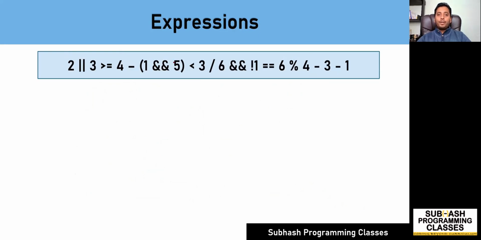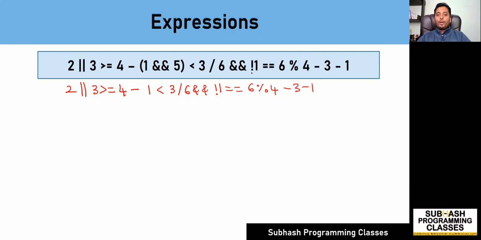So as per our BUARL rule, we will have to first evaluate the brackets, and the rest we'll keep as it is. So 2 or with 3 greater than or equal to 4 minus. Let me evaluate this. So non-zero and with non-zero will result in 1, and the rest I'm going to keep as it is. And, not of 1 equal to 6 modulo 4 minus 3 minus 1. Now I have completed evaluating the brackets. The next set of operators that I'll have to evaluate is unary operators.